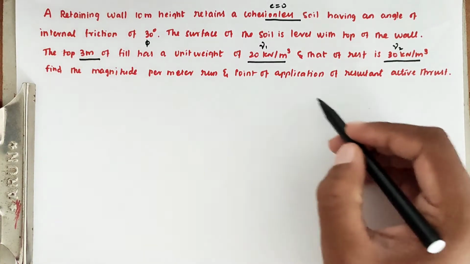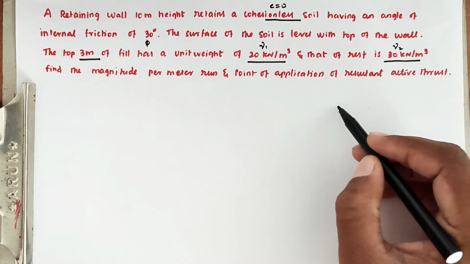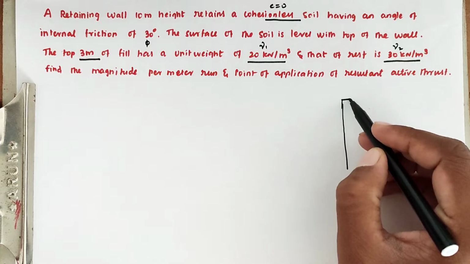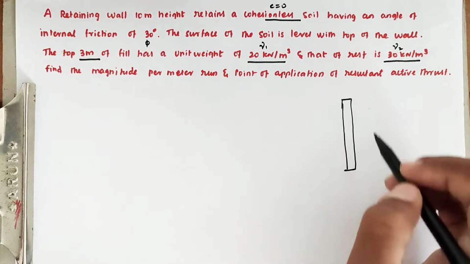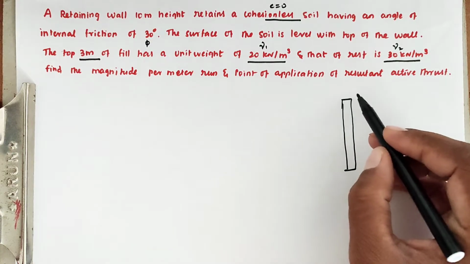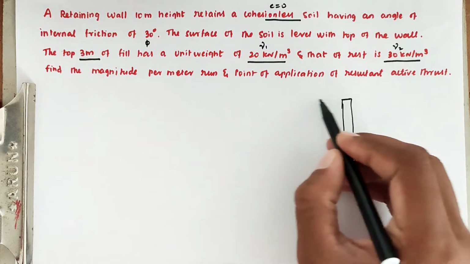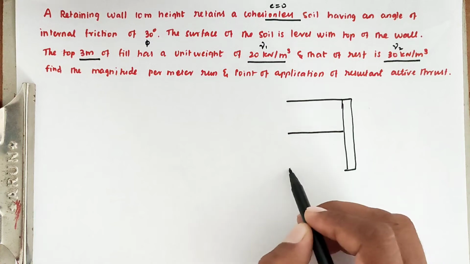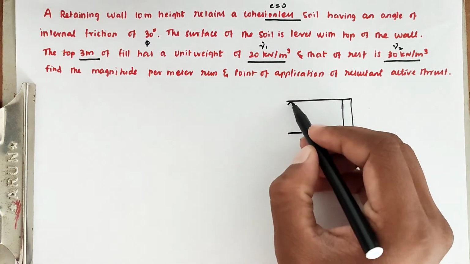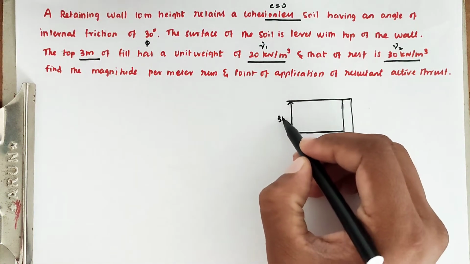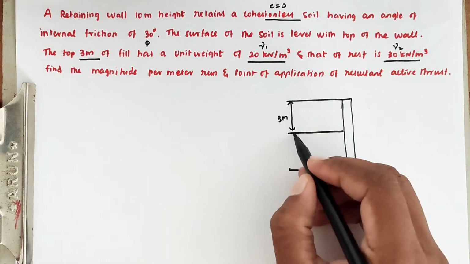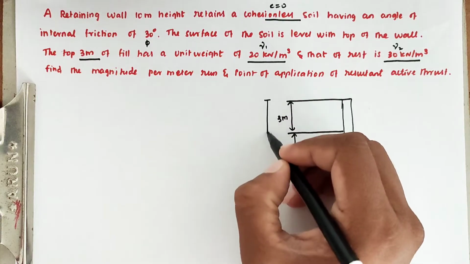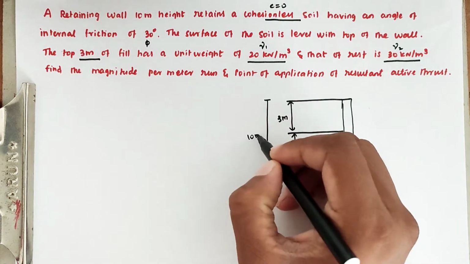Okay, so now there are two layers. There is a retaining wall, and the retaining wall has two layers. The first layer is 3 meters and the other layer is 7 meters. So the total is a 10 meter retaining wall.